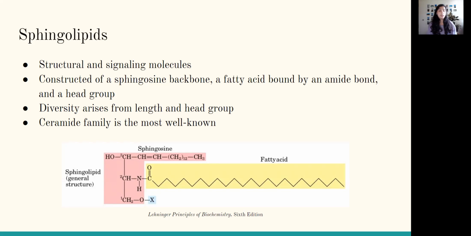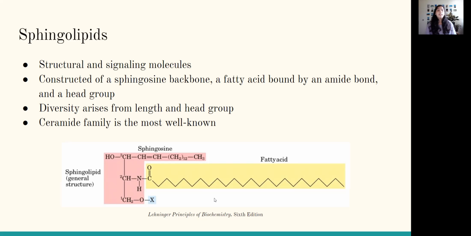Sphingolipids are constructed of a sphingosine backbone, a fatty acid bound by an amide bond, and a head group. If you look at this diagram here, here's our sphingosine backbone. Our fatty acid is bound with this amide bond, and then the X in blue here denotes the head group.